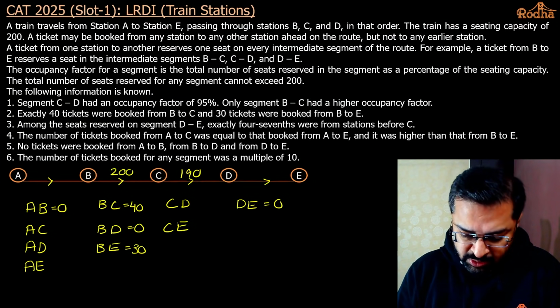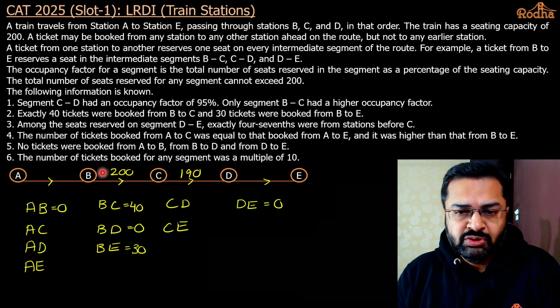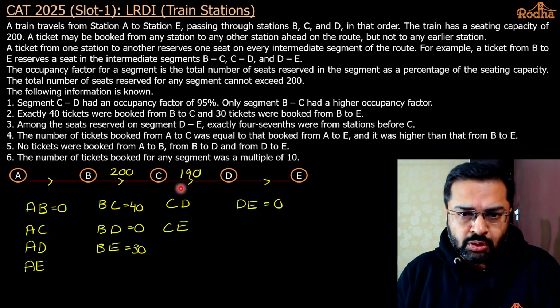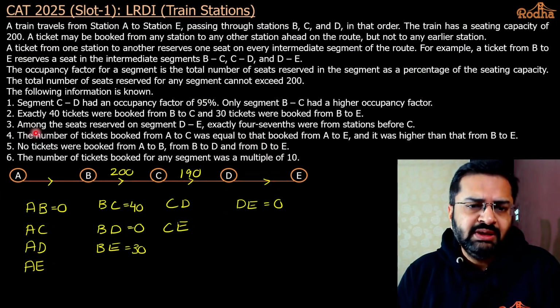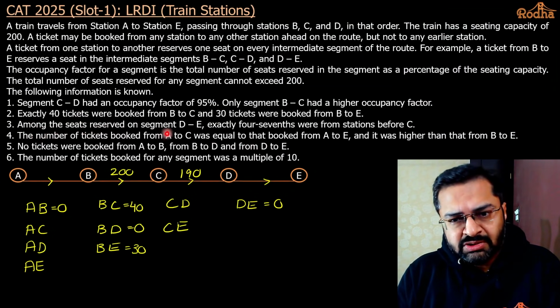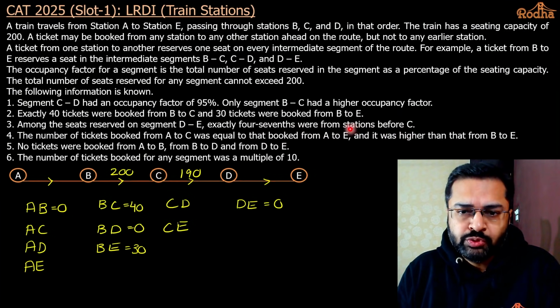We've got this number, right? So this is 190, this is 200, and this is all concrete. Now, where do we go? We have used some parts of the data. Okay, let's now look at 3 and 4 that we had left. Among the seats reserved on segment DE, exactly 4/7 were from stations before C.